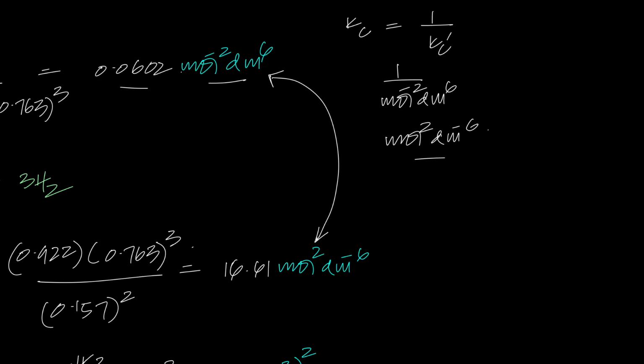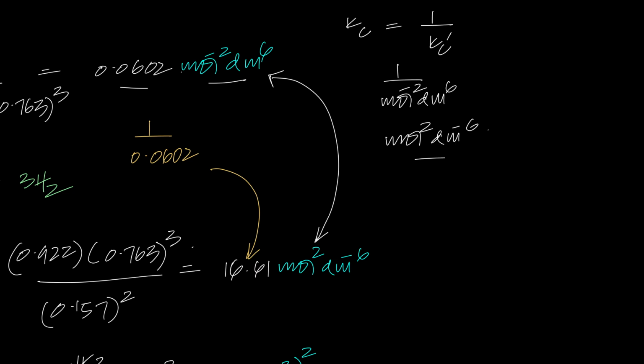Wouldn't it be, right? 1 over this. My question to you guys is, can you do me a favor and do 1 divided by 0.0602? Can you flip this as well? If this is the Kc for the forward reaction, what is the Kc for the reverse reaction? 1 divided by 0.0602. What is that? Yeah, you get the same answer, don't you? You get 16.61 or 16.62, the same answer.